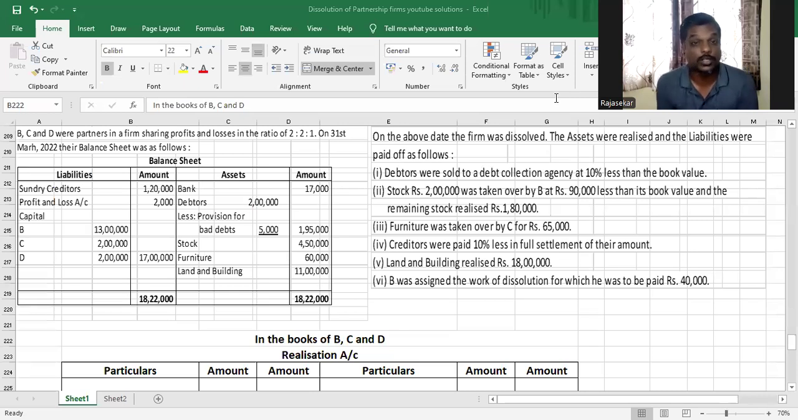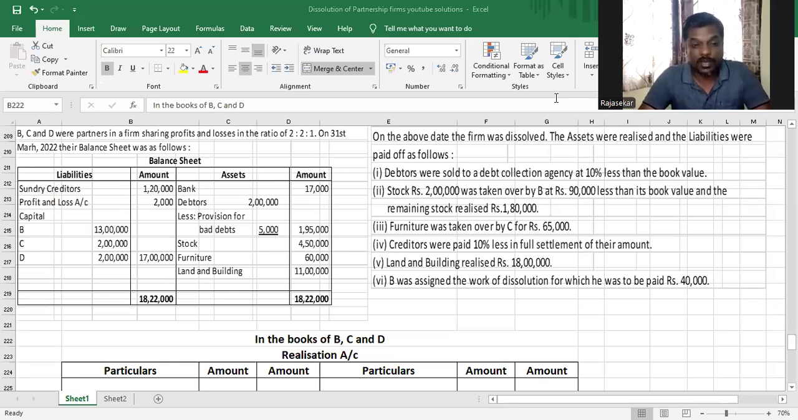We are in the series of videos in which we are solving previous year questions, board examination questions and sample paper questions from the chapter Dissolution of Partnership Firm. Today I'm here with the question from Compartment 2022 examination. It is a 5-mark question. In this question, you're required to prepare the realization account. Without further ado, let's go ahead and start solving the problem.